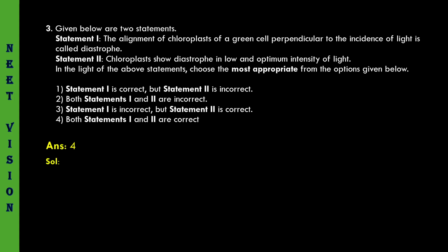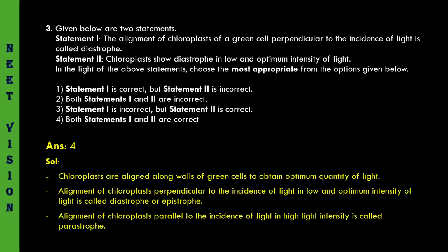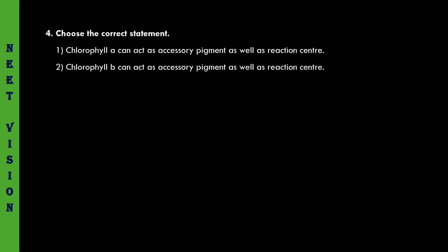Let us see. Fourth one is given. Solution. Chloroplasts are aligned along walls of green cells to obtain optimum quantity of light. Alignment of chloroplasts perpendicular to the incidence of light in low and optimum intensity of light is called diastrophy or epistrophy. Alignment of chloroplast parallel to the incidence of light in high light intensity is called parastrophy. This is parallel to the incidence of light. So, the fourth option must be the correct one. This explanation is also given clearly. Coming to the next question.